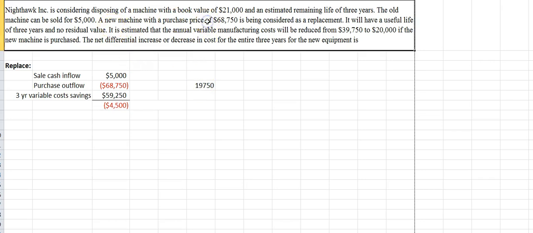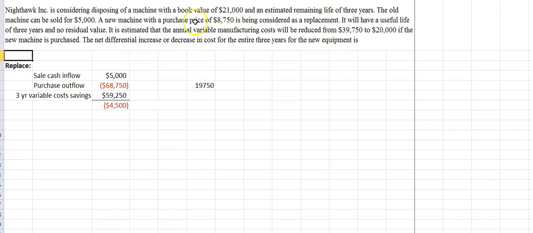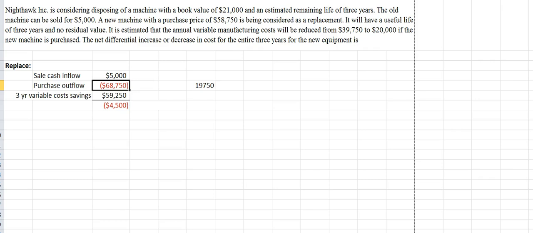Now if the new machine would have cost us, let's say, $58,750, then the decision is different, right? Now, you have a net profit of $5,500, and the decision is, okay, I'll go ahead and buy the new machine. It's worth it for me. I'll save $59,250, which is a lot more than the machine cost from the beginning. And on top of that, I can sell my own machine for $5,000. So for me, it's worth it. And I'll go ahead and buy the new machine.